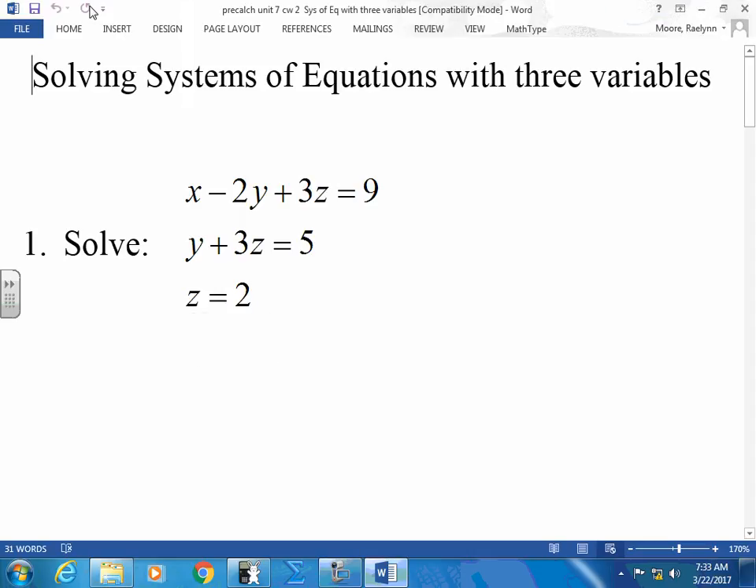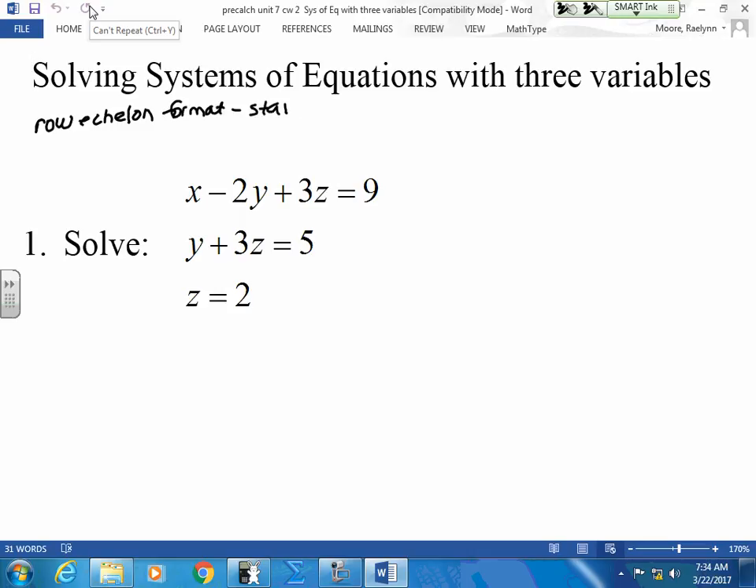Row echelon format. Row echelon format says this, just in case you hear this again. I think that's how to spell it, row. That's it. It's like a stair step. It's kind of like a stair step thing. And every leading coefficient is one.